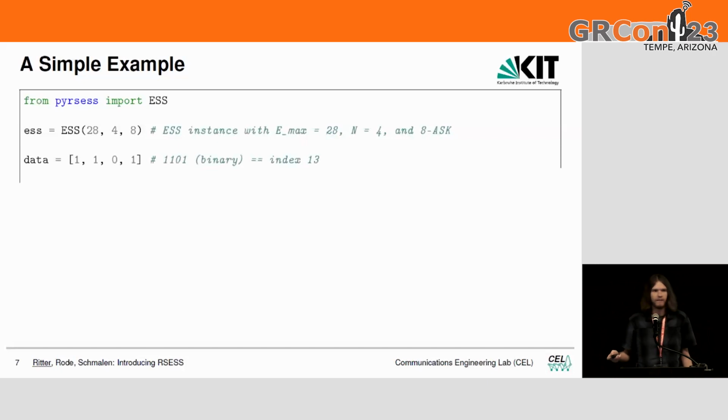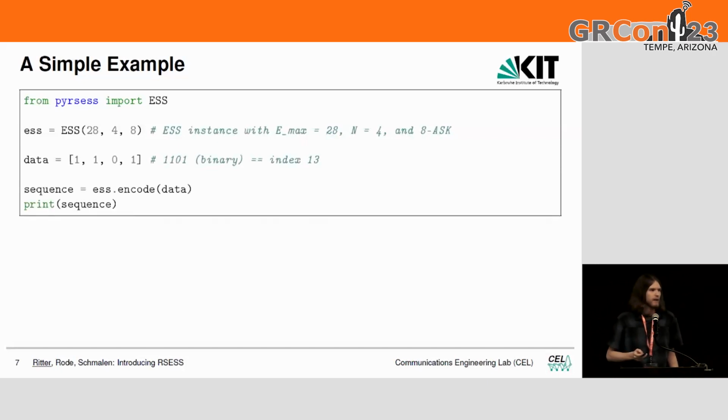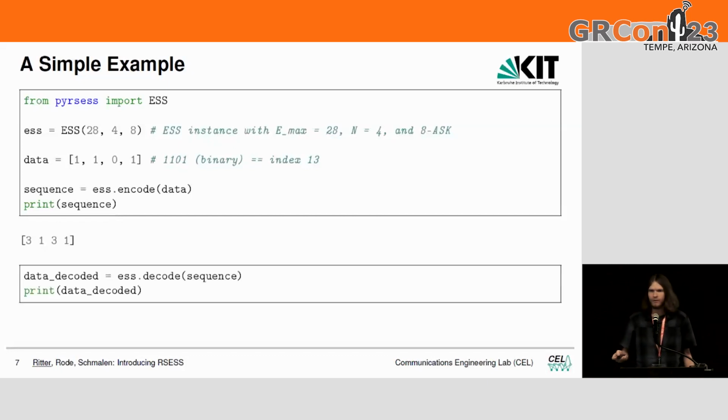Then we can define some data, and we can convert this data into an amplitude sequence using the encode method of ESS. We just get a sequence of amplitude values. Then we can play receiver and use the decode method on the received sequence, and of course we get back the bits we put in. This is, of course, a very simple example. We could do much more.